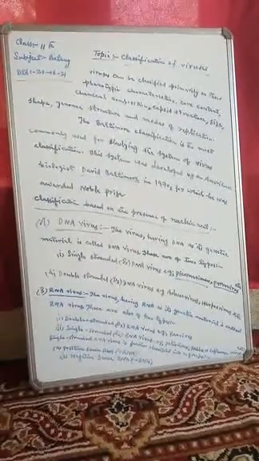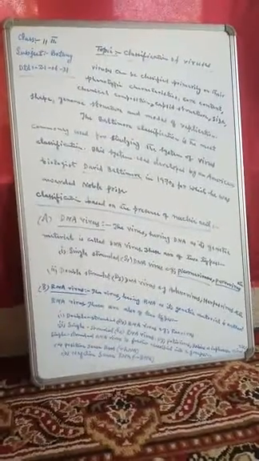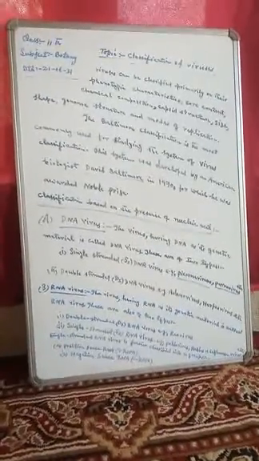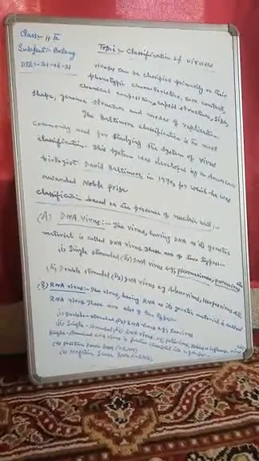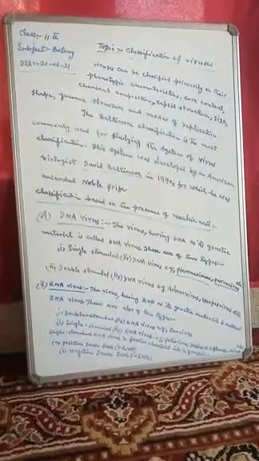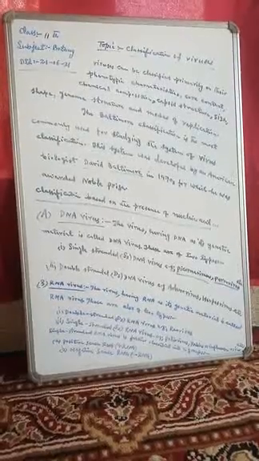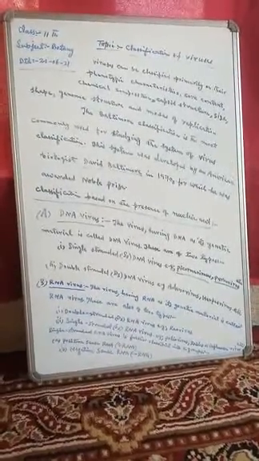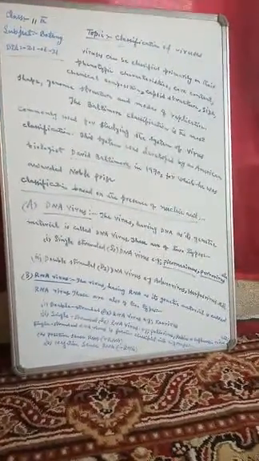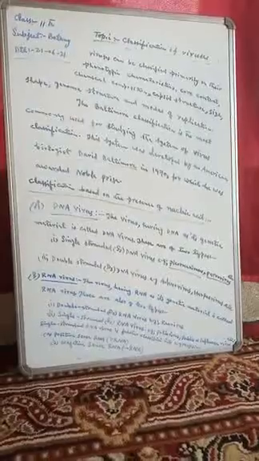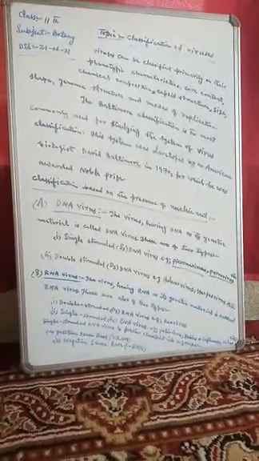So dear students, you should remember that the classification of viruses has been made on their phenotypic characteristics, their core content, their chemical composition, their capsid structure, their size, their shape, their genome structure, and their modes of replication. These are the core factors on the basis of which the classification of viruses has been made.